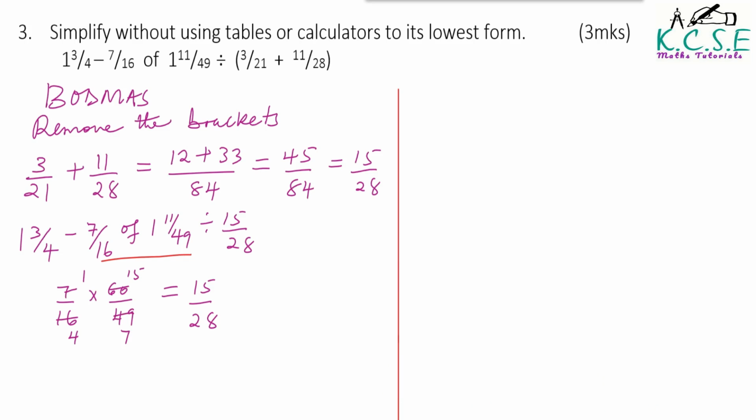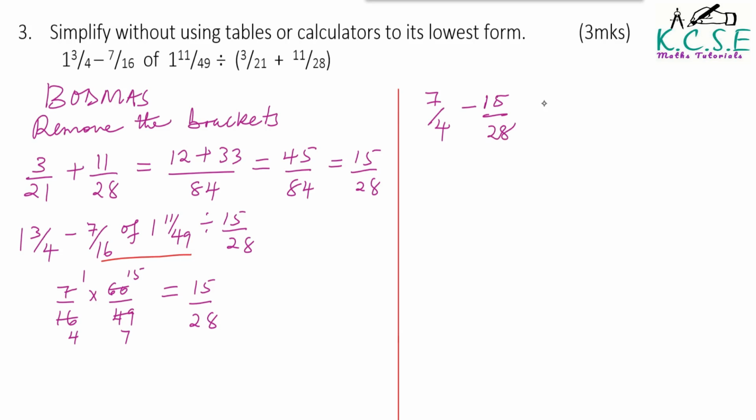Now let's insert that value. You can convert all these to improper fractions first for easier working. So 1 and 3 over 4 will be 7 over 4, subtract whatever we've got. We have solved the of, and we've got 15 over 28. That is what we've got.